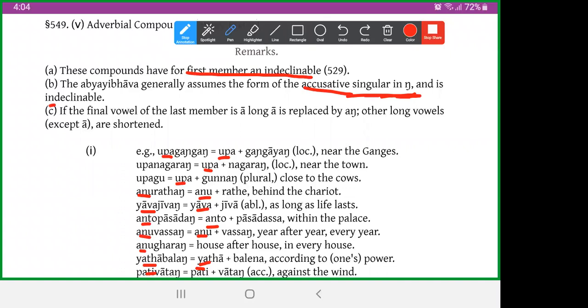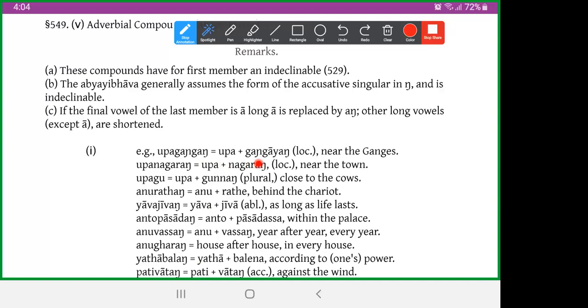And indeclinable means that for this one, there's no nominative, accusative, or whatever. You just use the word as it is, like upaganga, upaganga. So you don't decline it with the other cases. You just take it as it is. So we look at one example.